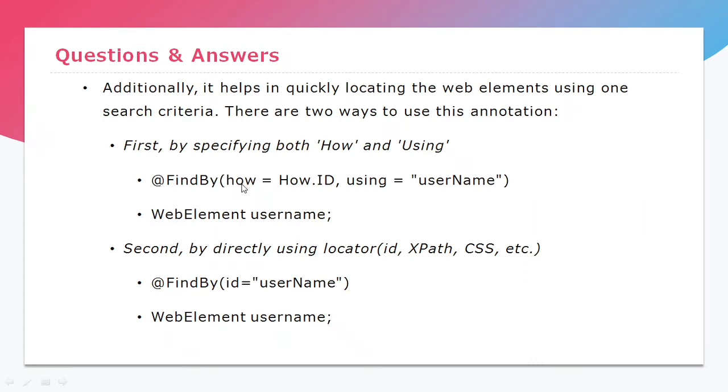Here we have used how and using. So this is the simplest way, @FindBy(id = "username"), and we have declared the username as well. So these are the two ways to use the @FindBy annotation. Let's take the other point.